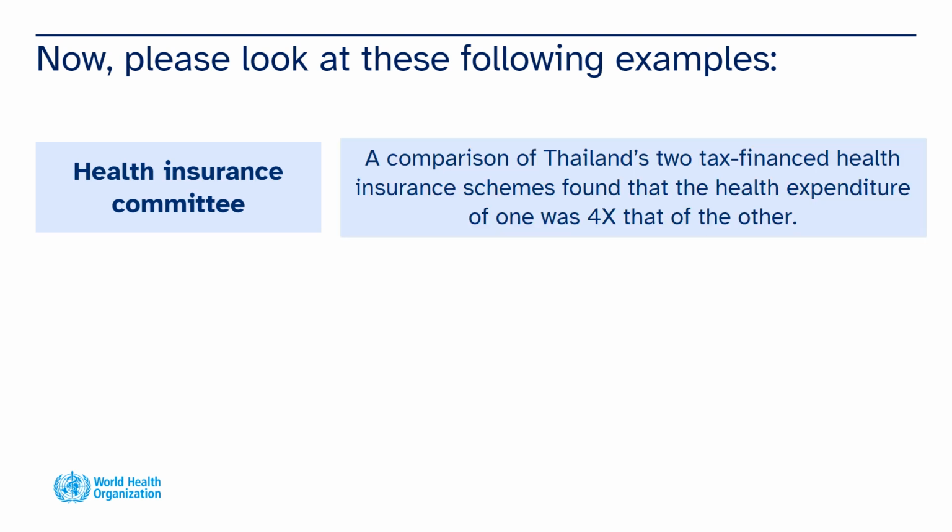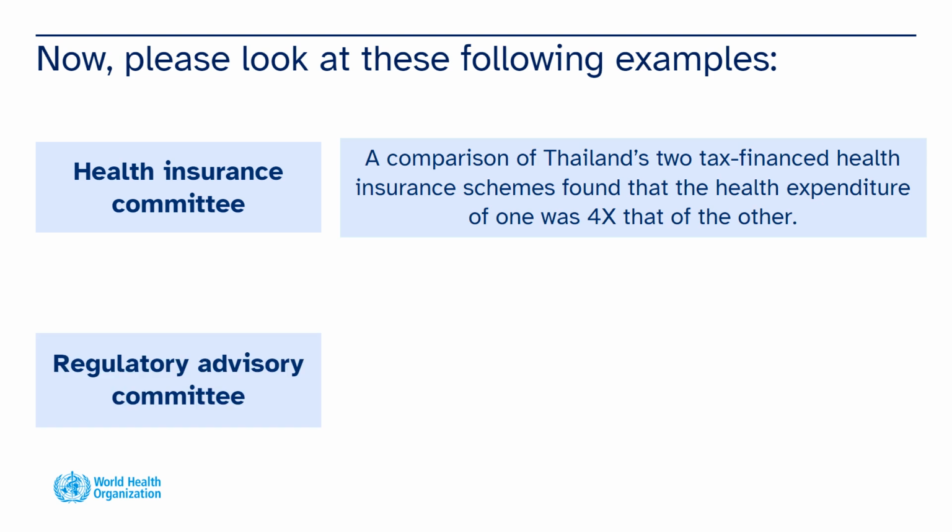A comparison of Thailand's 2 tax-financed health insurance schemes found that the health expenditure of one was 4 times that of the other. The difference was partly ascribed to governance arrangements in the advisory committees, where the scheme with higher costs lacked provisions for managing conflicts of interest, while the scheme with lower costs did have provisions.